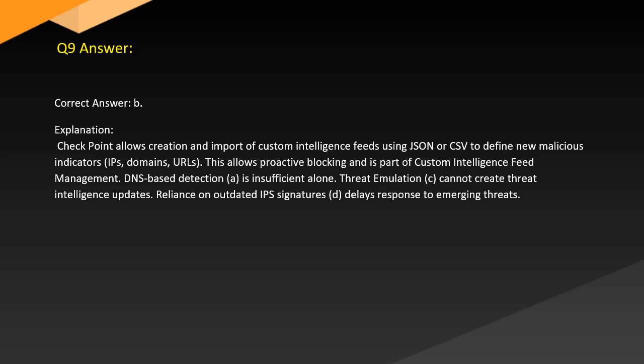Answer. Correct answer: B. Explanation. Check Point allows creation and import of custom intelligence feeds using JSON or CSV to define new malicious indicators, IPs, domains, and URLs. This allows proactive blocking and is part of custom intelligence feed management. DNS-based detection, A, is insufficient alone. Threat emulation, C, cannot create threat intelligence updates. Reliance on outdated IPS signatures, D, delays response to attacks.